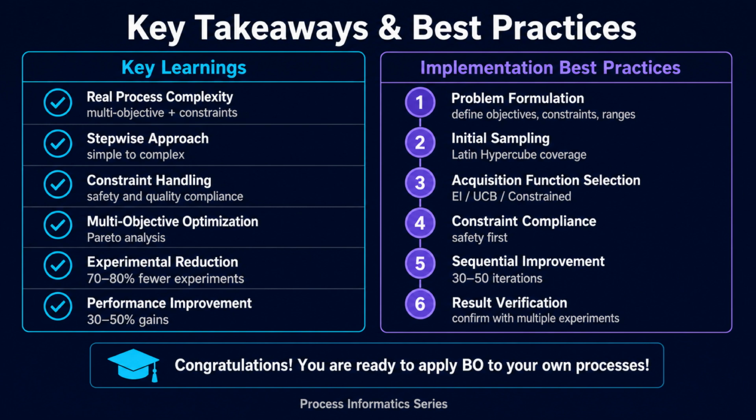Formulate the problem clearly with defined objectives and constraints, use Latin hypercube for initial sampling, select appropriate acquisition functions, prioritize constraint compliance, target convergence in 30–50 iterations, and verify results with multiple confirmation experiments. You are now ready to apply Bayesian optimization to your own processes.